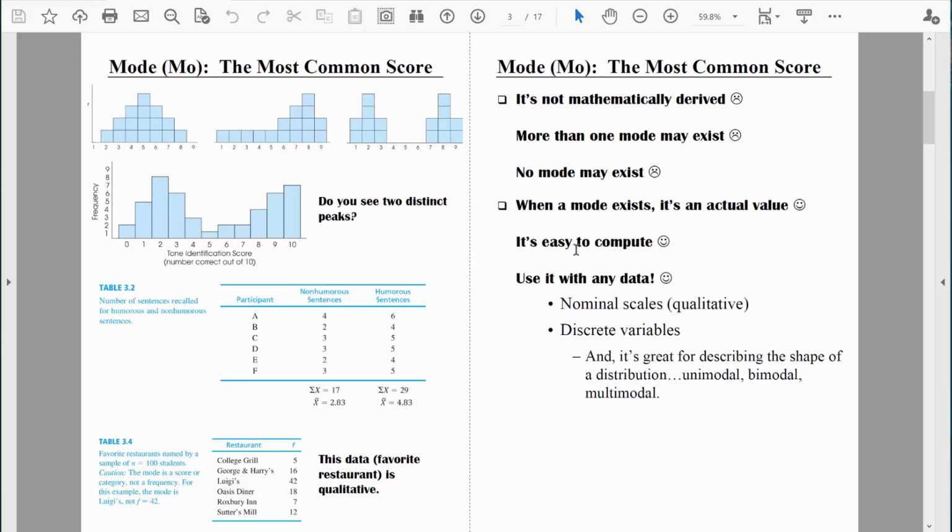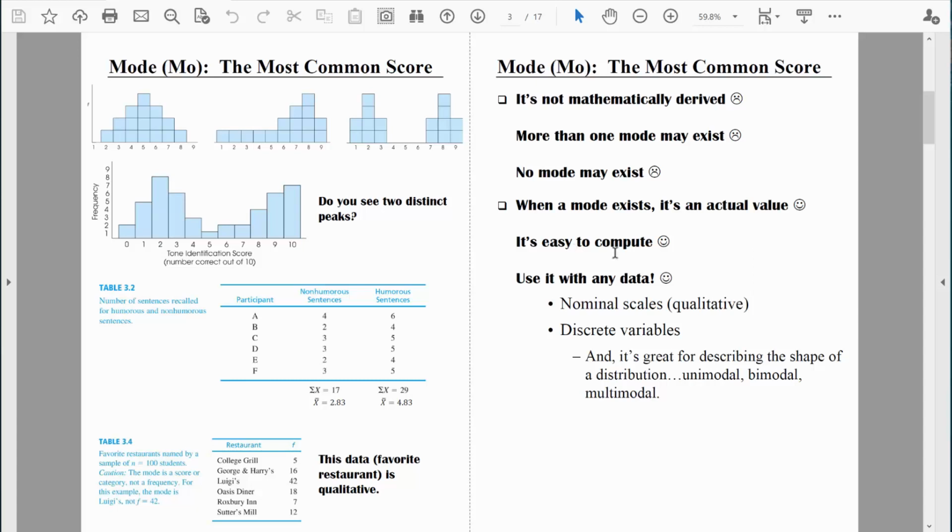Here's another thing. The mode is actually very easy to compute. And in fact, you might put that word compute in quotes because we don't actually compute it, do we? We just find it. But it's easy to find. That's a good thing. It's also easy to communicate to other people. Easy is a good thing. So that gets a happy face.